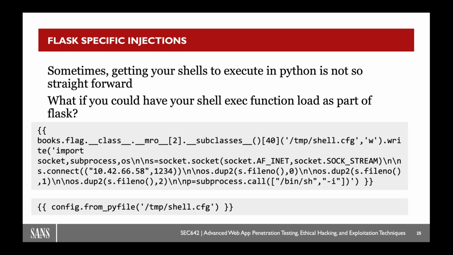Why? Because in one command, I write a shell to the file system in the temp directory, and in another command, I tell Flask to configure itself using this shell script or this config file. By doing that, Flask will actually run subprocess call, opening up a raw socket to me, and I will get a shell. And that's how you get an RCE in Flask. So let me show you how this works.